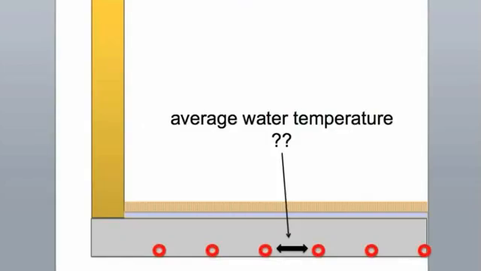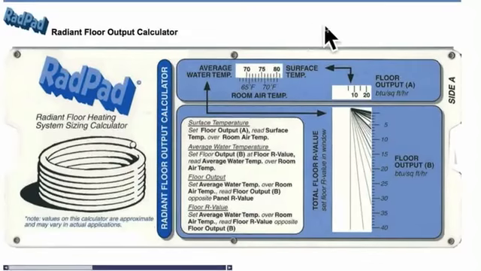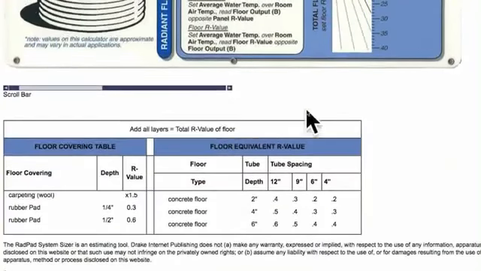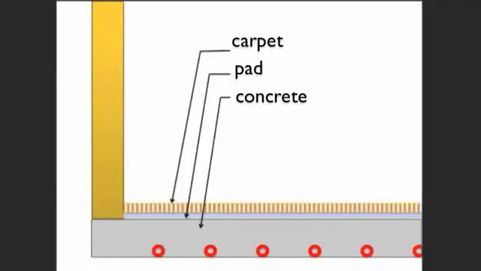With that information, we can now find the average water temperature required to reach an 82-degree floor surface temperature. For that, we need to determine the thermal resistance of the floor. There are two scrollable tables below the RadPad slide chart that provide typical R values for various floor components. The one on the left has floor coverings, and the one on the right displays floor structures. Using these two charts, the approximate thermal resistance value of each floor component can be determined.